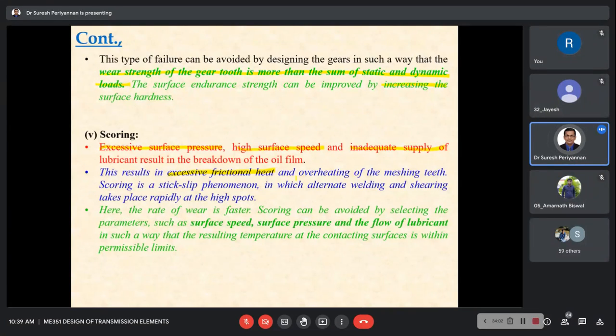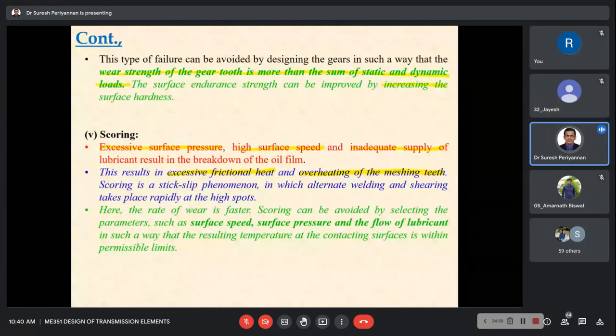Overheating of the meshing teeth, what happens? This process is going to happen continuously. Then between the two mating tooth surfaces there is a stick-slip phenomenon. It looks like the mating teeth are sticking, or alternate welding or tearing takes place due to high spots at high temperature.